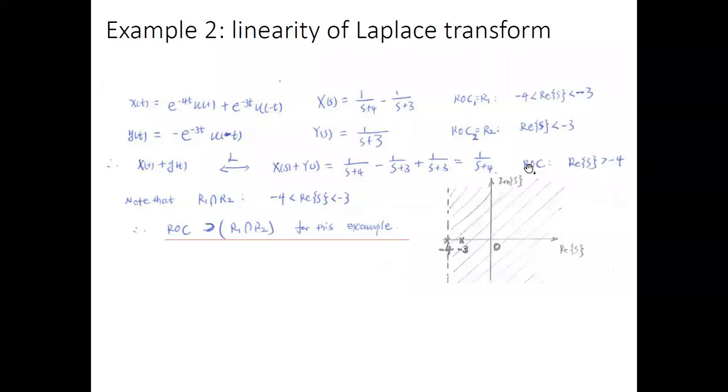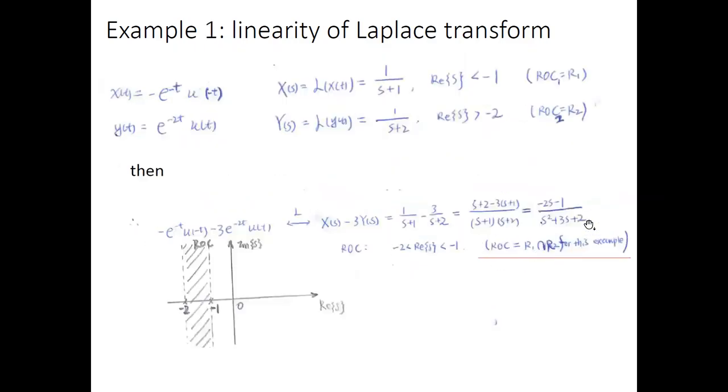But the ROC is everything to the right of minus 4, which is plotted in this figure. So the ROC actually strictly contains R1 intersecting R2, because R1 intersecting R2 is only this region between minus 4 and minus 3. The ROC is larger than it. This is an example that the ROC strictly contains R1 intersecting R2. Although this example is constructed artificially, this case indeed exists. Both this case and this case exist.